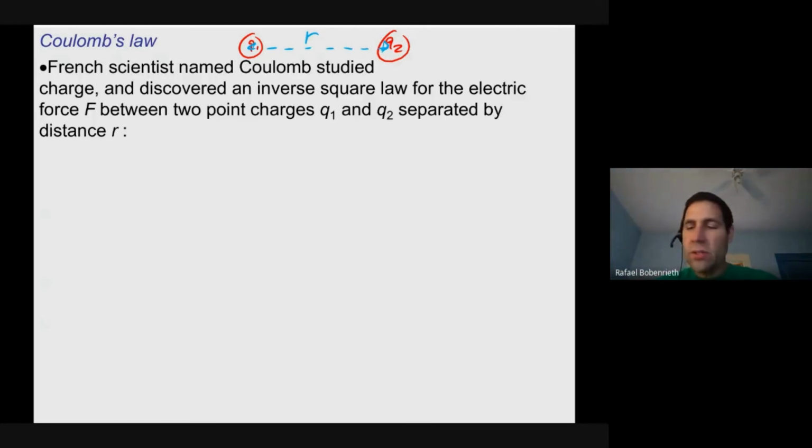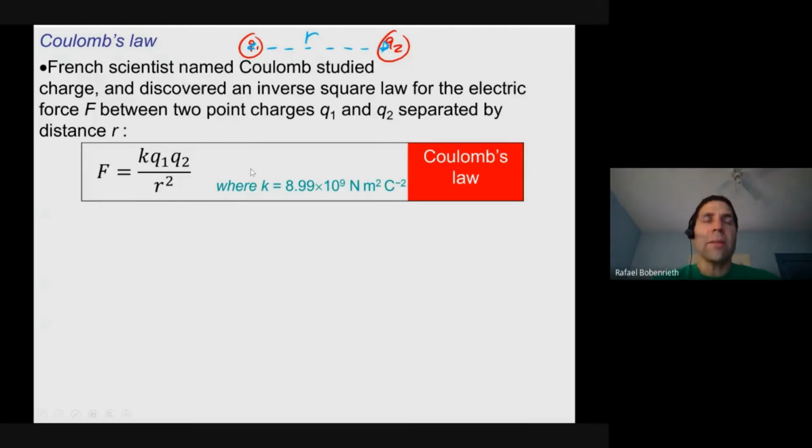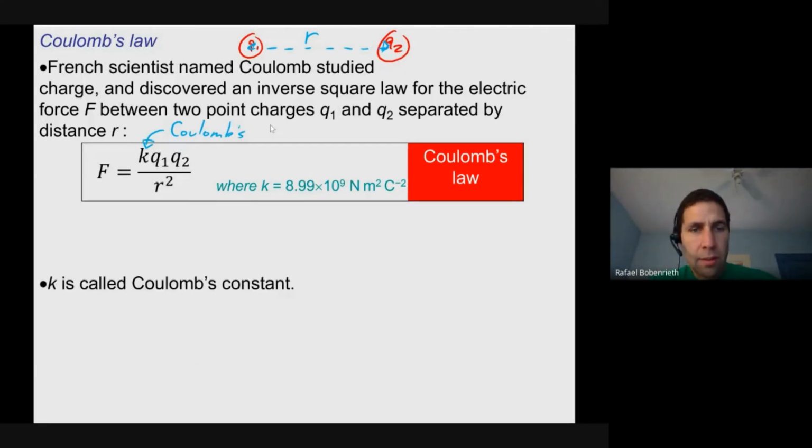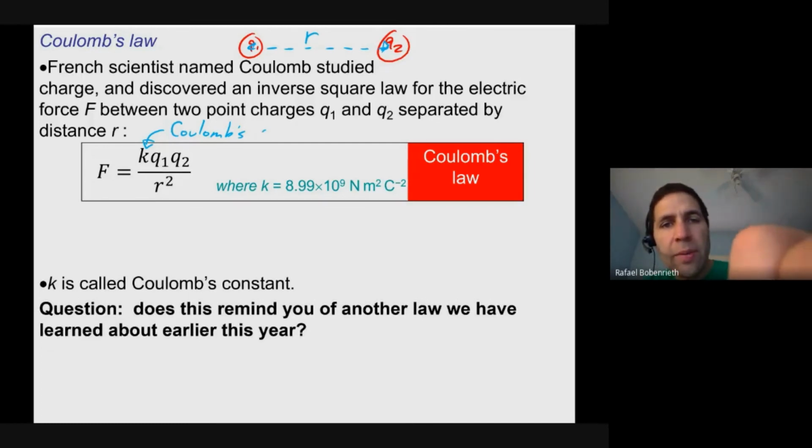Then the force that each exerts on the other can be calculated using this formula. Basically, you take the magnitude of the first charge, the magnitude of the second charge, divide by the distance between their centers squared, and multiply by Coulomb's constant, which is that K value. And poof, you have the force between two objects. So let's make sure we understand what each of these are. While we're doing that, I want you to think about something. Does this remind you of another law we've studied earlier this year?